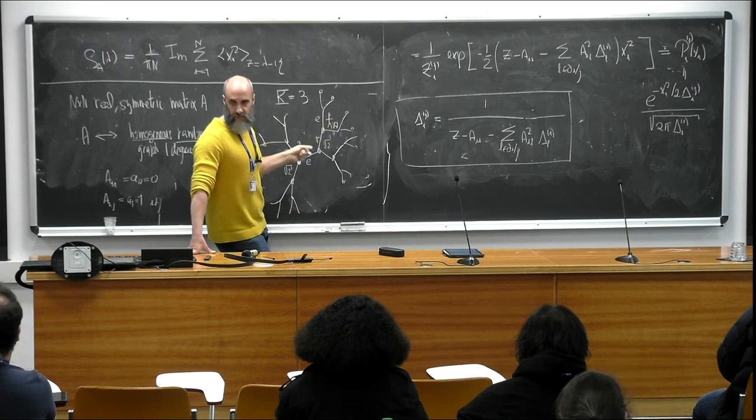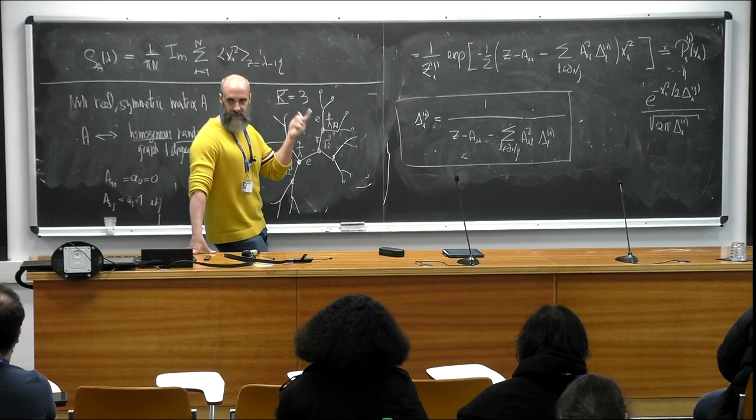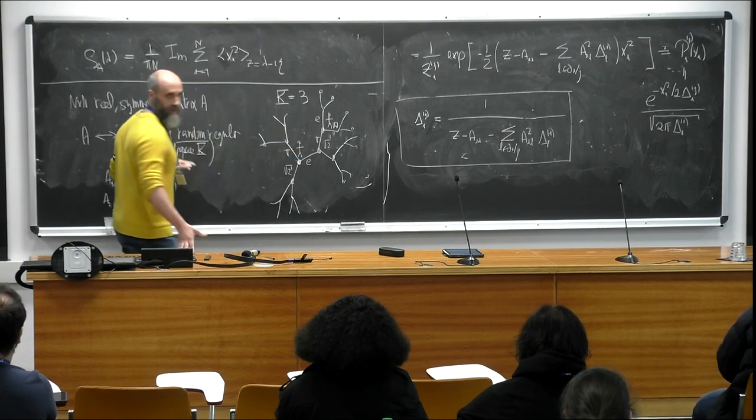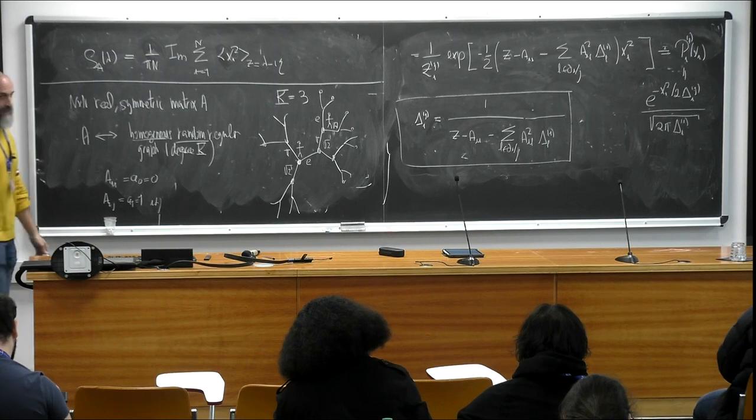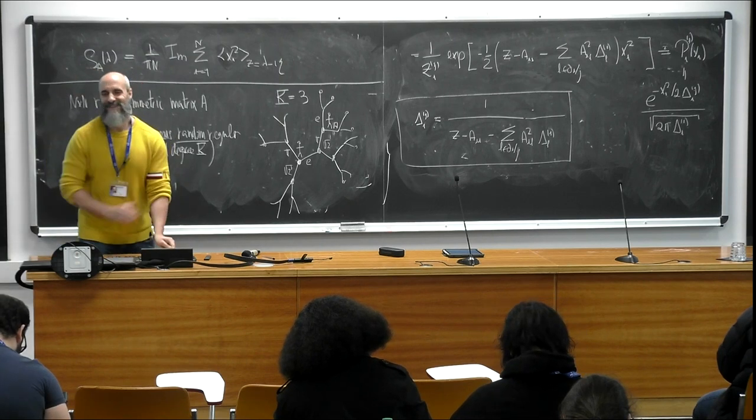So this graph would be homogeneous, because if I move from node to node, I see the same. But it will not be isotropic. So when I say here homogeneous, it means homogeneous and isotropic. That means all the links have the same value. Better?